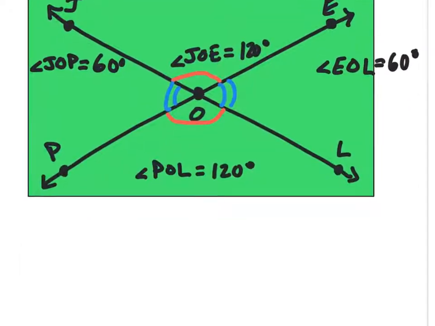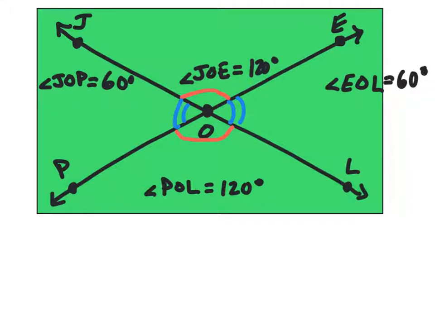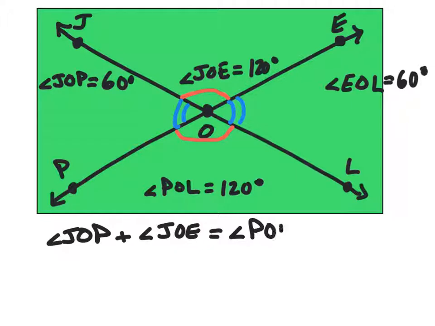Now, we've measured these angles. Somewhere on your paper, I want you to write, let's take angle JOP, so write this down: angle JOP plus angle JOE equals angle POE. Now, before I do anything, what do you notice about angle POE? What kind of angle is that? It's a straight angle. This angle right here is a straight line. How many degrees do you get when you have a straight line?